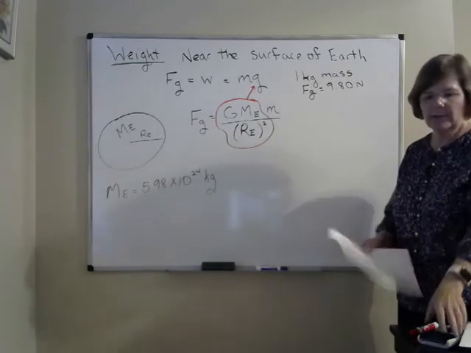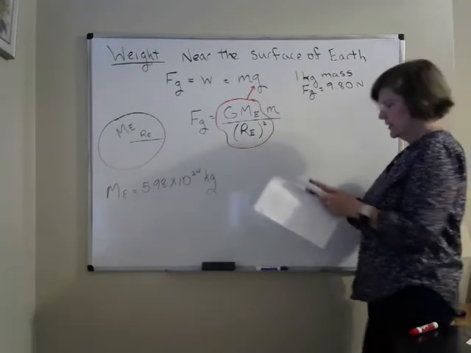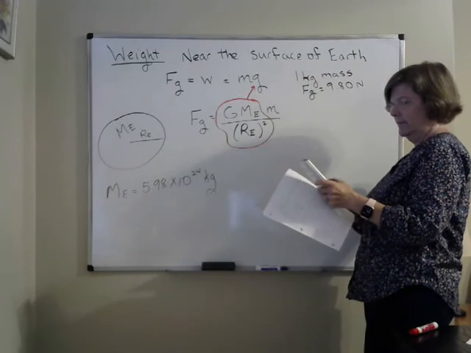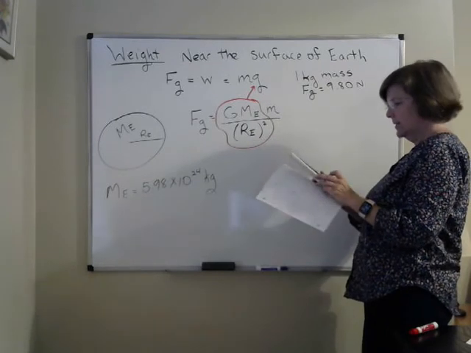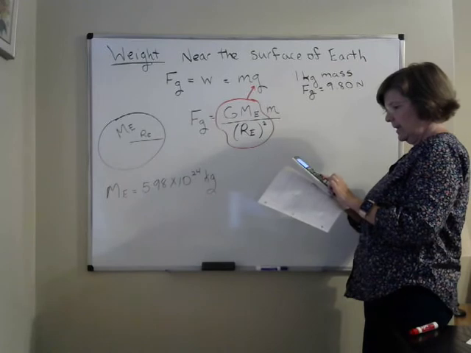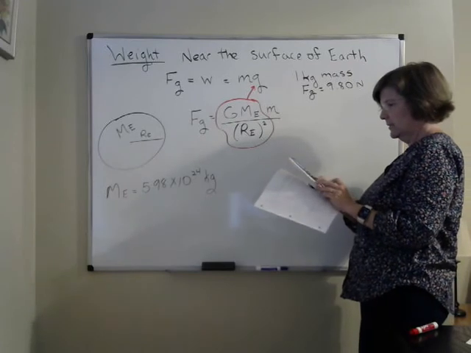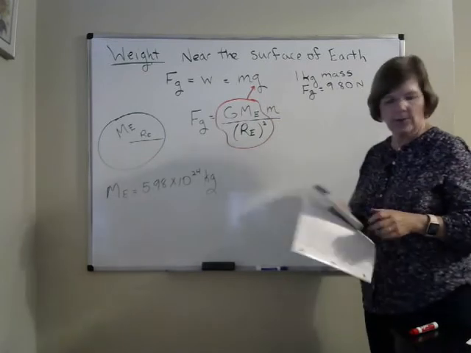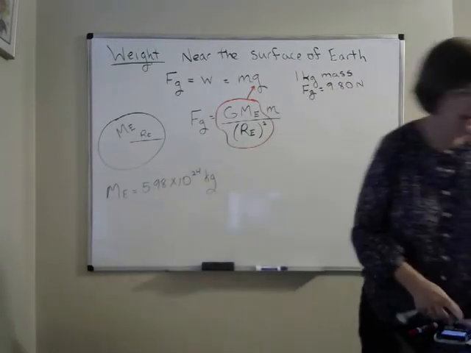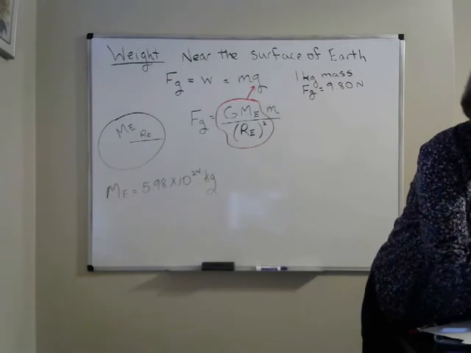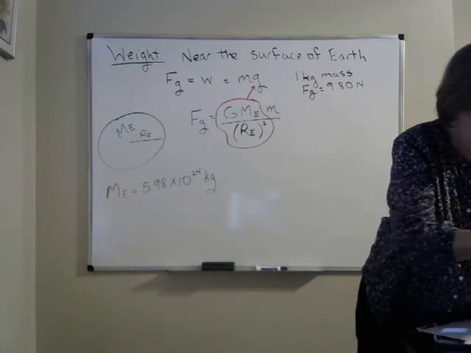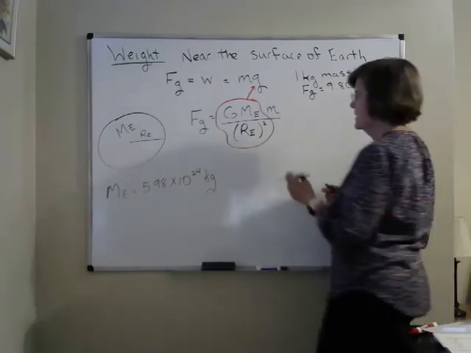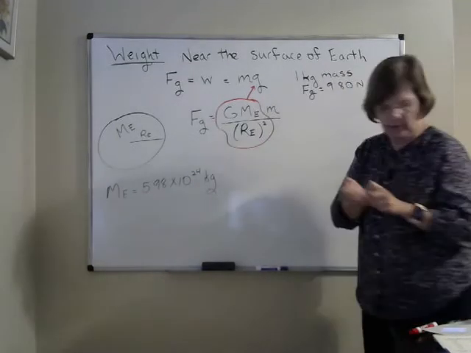Let me just stop and do a double check here. If I do G times the mass of the Earth, 5.98 times 10 to the 24th, divided by the radius of the Earth, which I'm going to have to look up, it's 6.38 times 10 to the 6th, maybe. Let's double check. Yep, that's it, 6.38 times 10 to the 6th. So I'll put that in there.